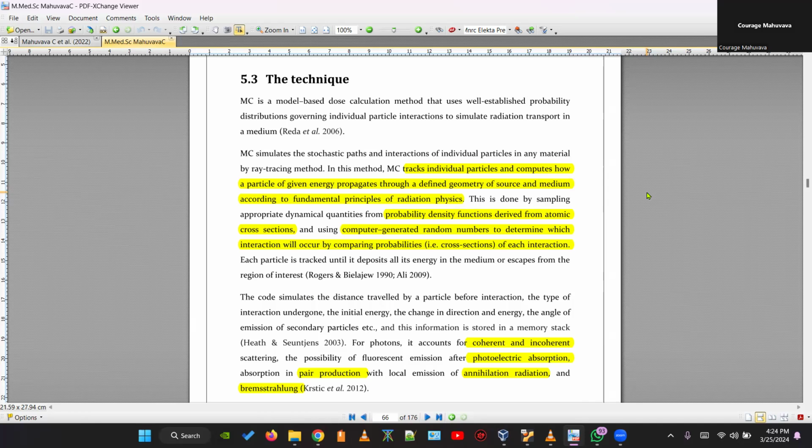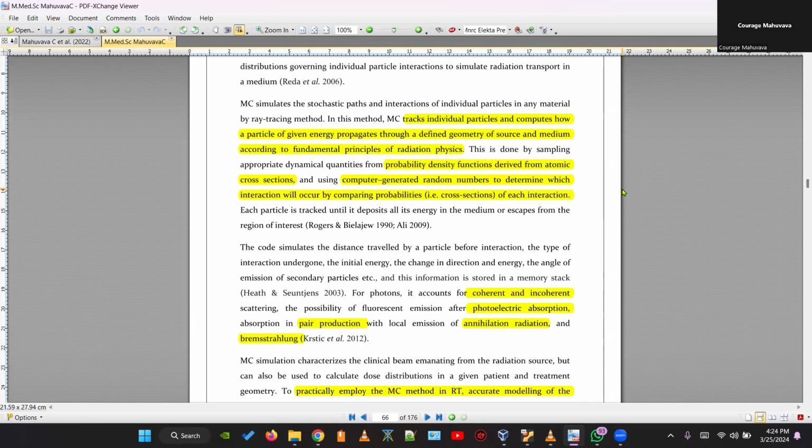So if it's a photon, for example, Monte Carlo models all the various interaction mechanisms of photons. If you remember your basic radiation physics, photons interact via photoelectric absorption, in which an incident photon is absorbed and then ejects an electron in the process, or via Compton scattering, in which a photon transfers some of its energy, not all of it, and then it's scattered in a different direction along with an ejected electron.